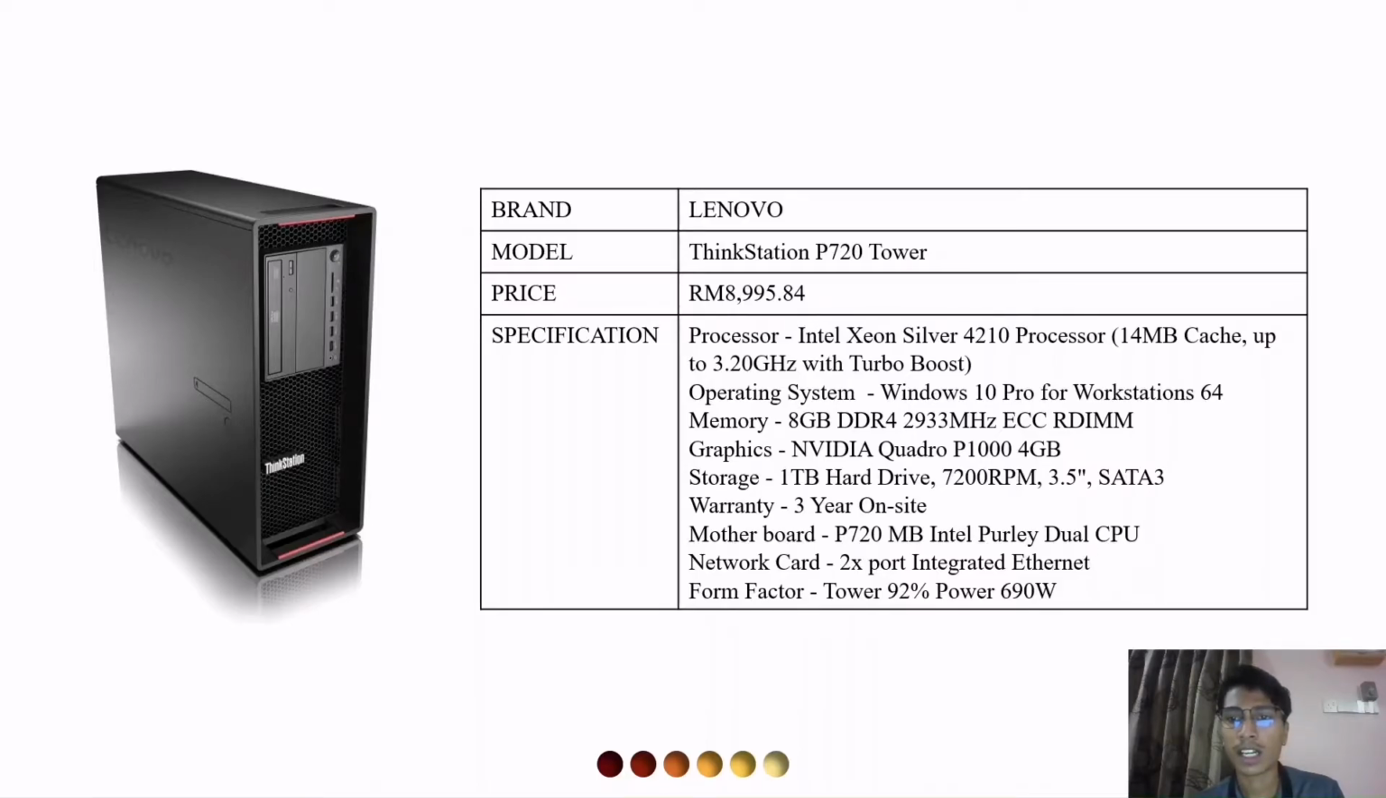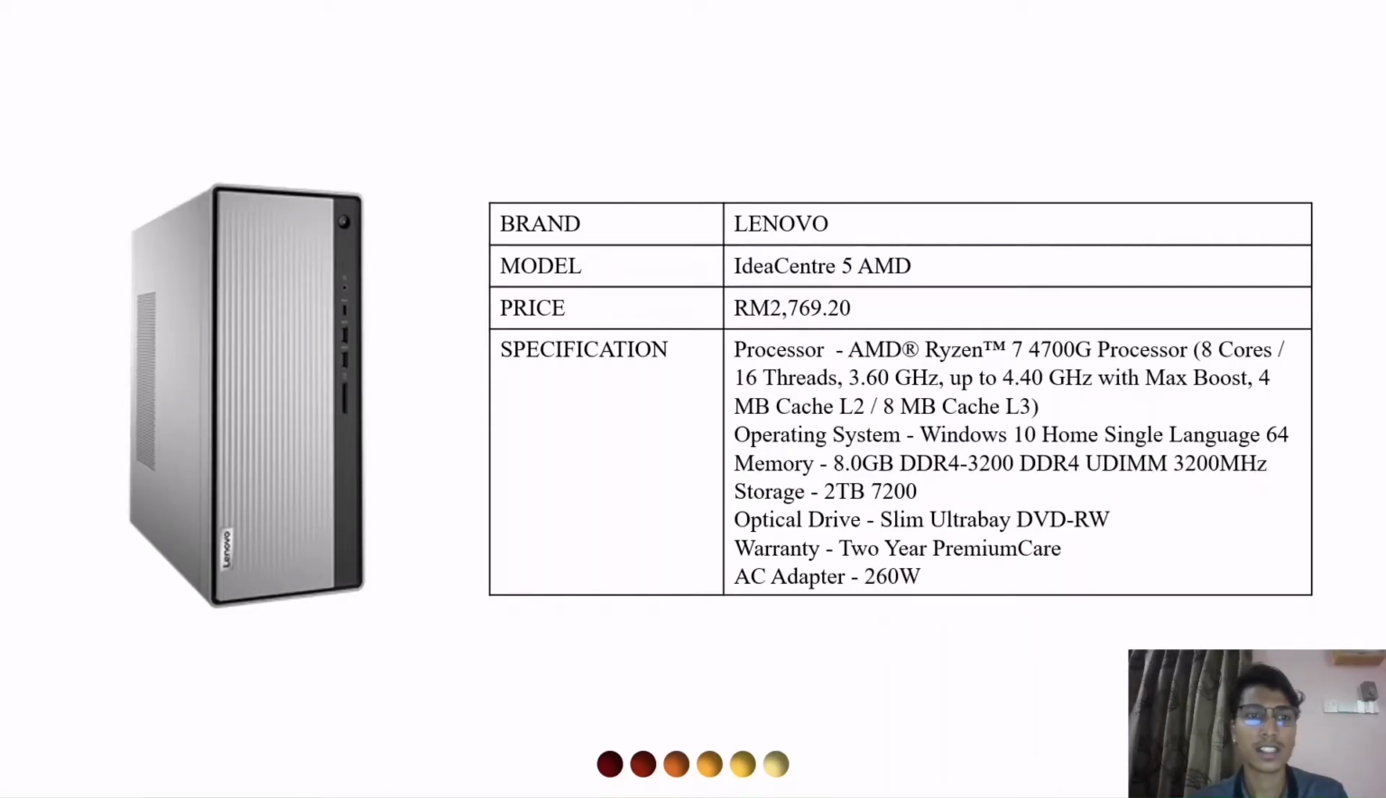Storage installed in the server is a 1 TB hard drive, which is 7200 RPM, and the size is 3.5 SATA 3. We got 3 years of warranty. The motherboard is P720 motherboard, Intel Purley dual CPU. Network card, we got 2 ports of integrated Ethernet, and a power supply of 690 watt.